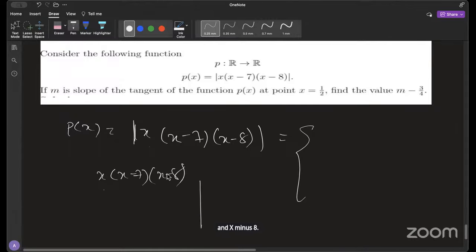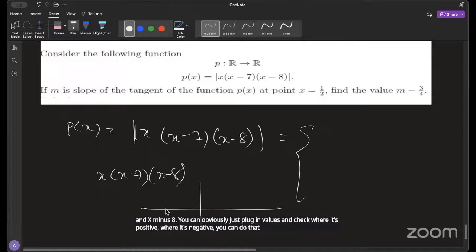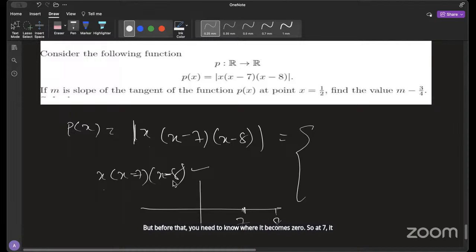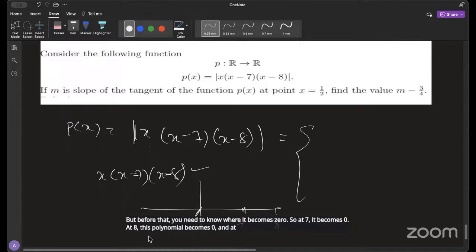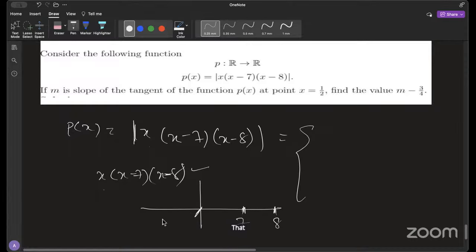You can obviously just plug in values and check where it's positive and where it's negative. You can do that, and we'll do that too. While plotting the graph of this, you'll need to do that too. But before that, you need to know where it becomes 0. At 7, it becomes 0. At 8, this polynomial becomes 0. And at 0, it becomes 0, right? So these are the roots, which means the graph touches the x-axis here.